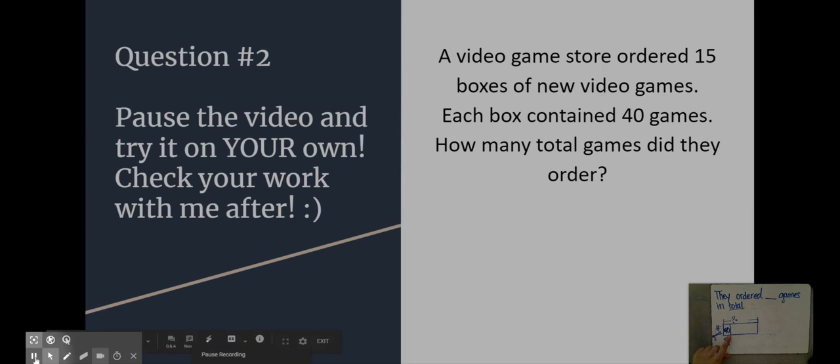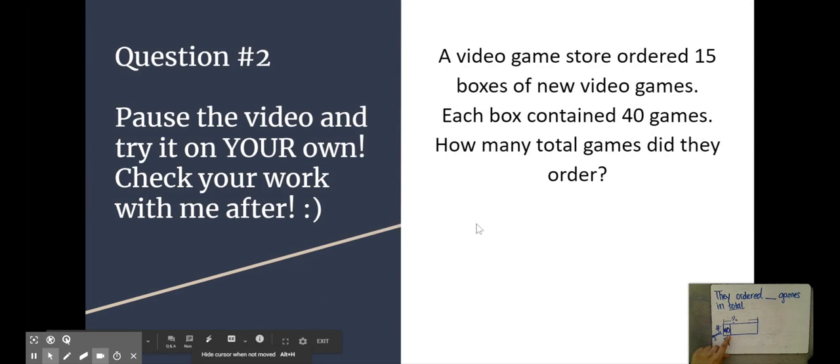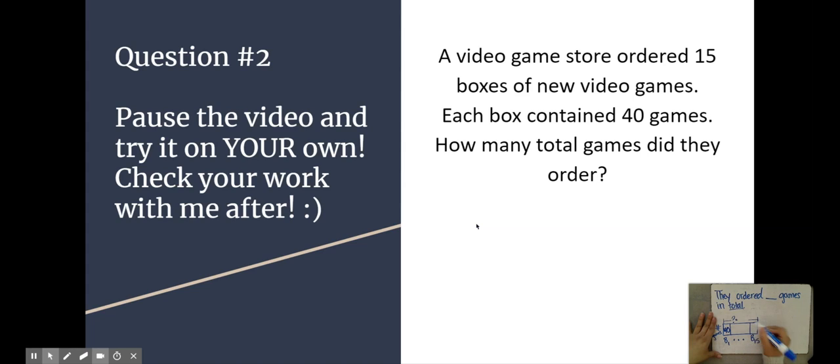I want you guys making sure that you understand that I'm just going straight to the question to get my details. And they said that there are 15 boxes. I'm not going to draw 15 boxes, so I do my dots, because that tells me that it's just being repeated. So for box 15, I still have 40 games. Well, here we go. I have my 15 boxes and there are 40 in each.